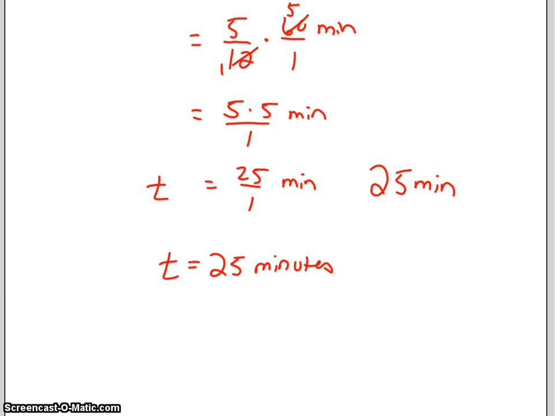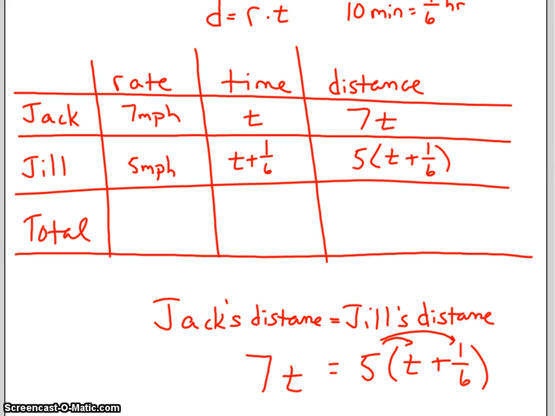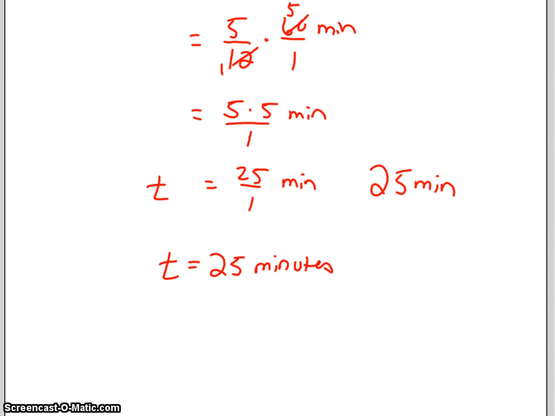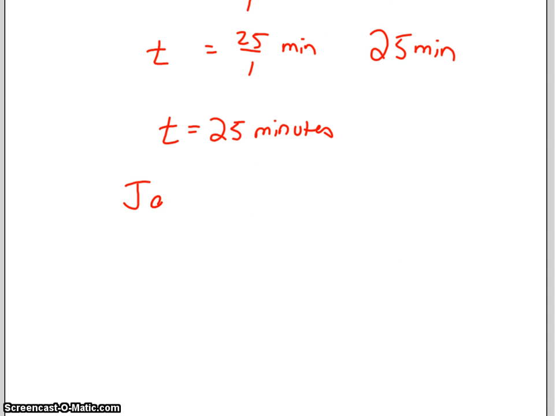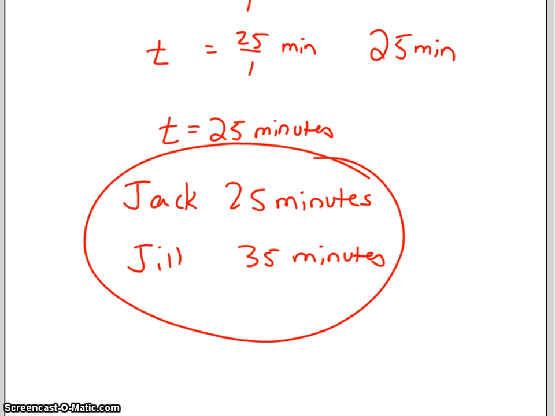And t represented Jack's time. So they will be neck and neck. Jack will run 25 minutes. Jill ran for 10 minutes more, so Jill will run for 35 minutes. So you can list either one of those.